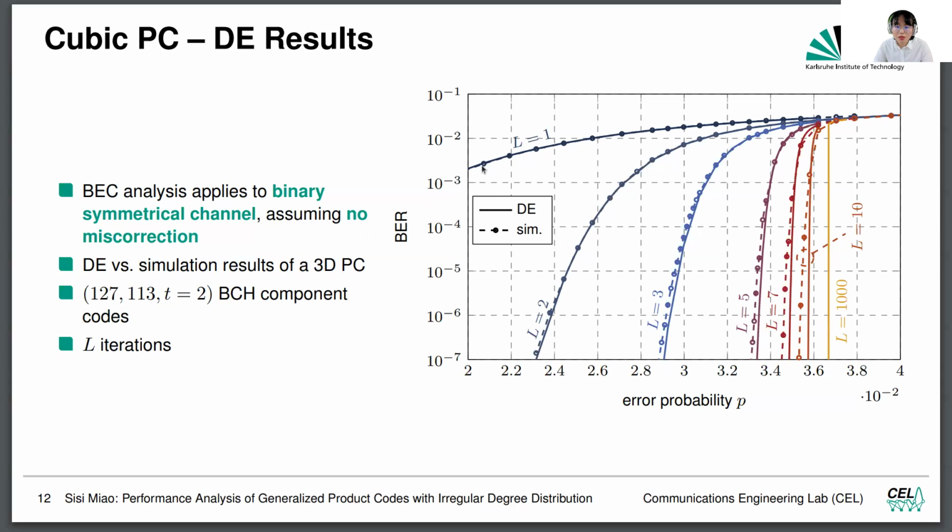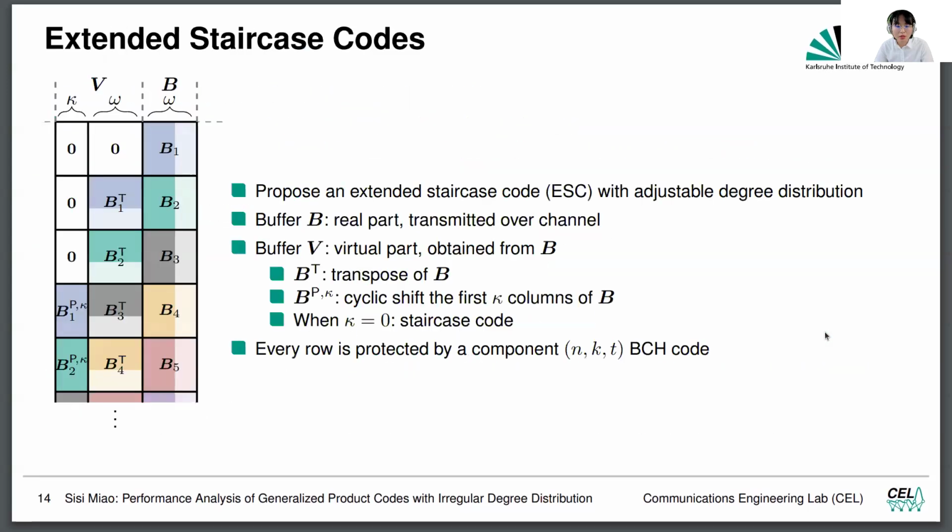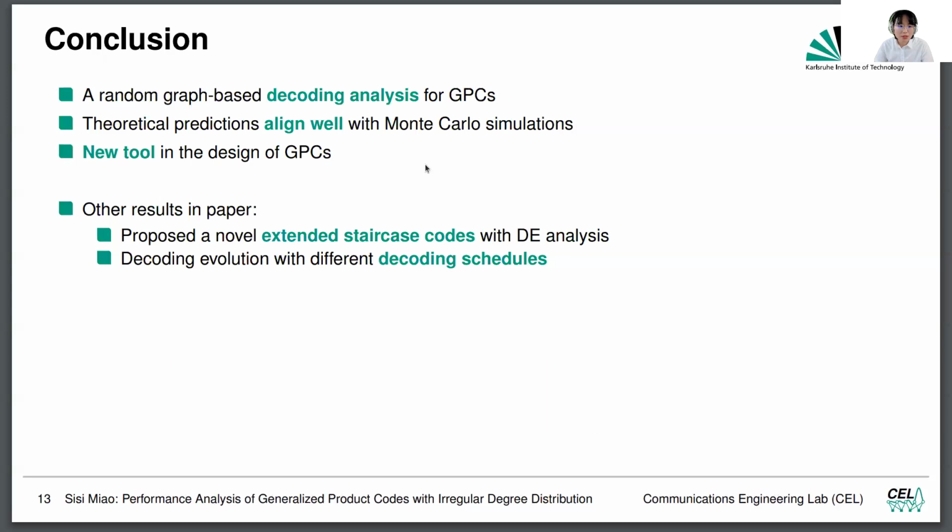Then you can see that if you look at the solid and dashed curves, for different iterations L, they always closely agree, which means our derivation works quite well. So this brings me to the end of my presentation. We have derived a random graph-based decoding analysis of GPCs, and the theoretical predictions align well with Monte Carlo simulations, and this gives us a new tool in designing GPCs.